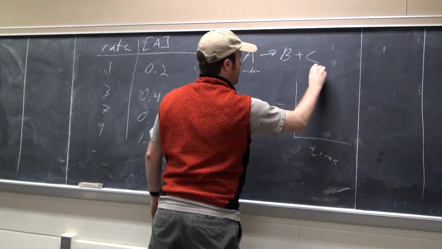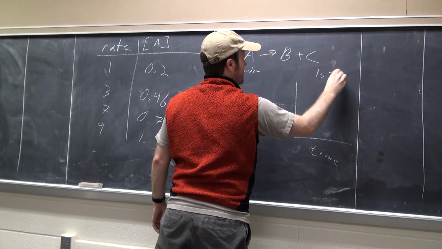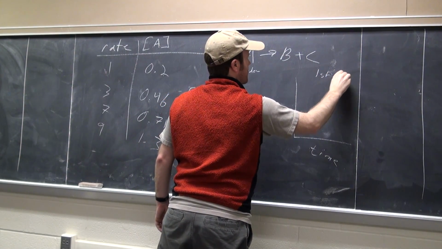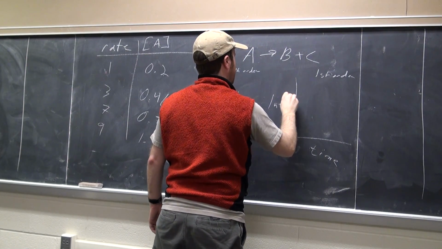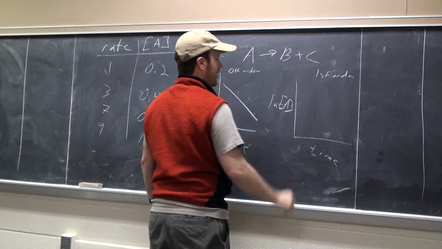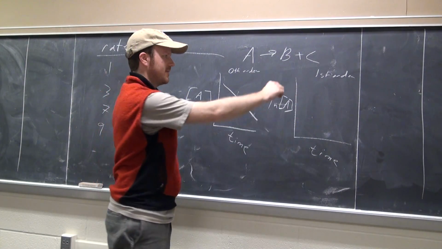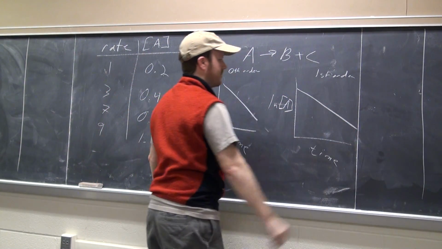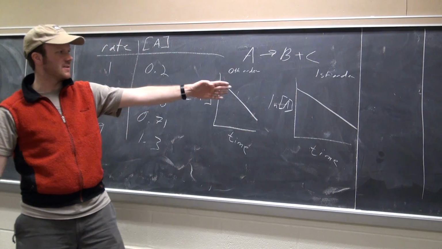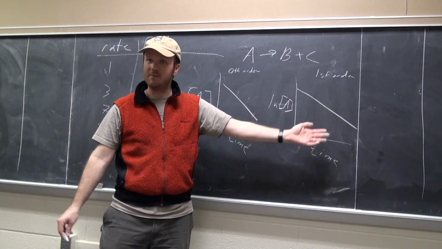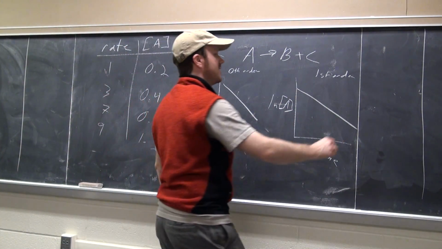What plot do we make for first order? Natural log of A. Is this one going to go up? Going to go down? Going to stay the same? Same straight line. Down, right? If it's a straight line, that means that this is first order. If it's curved, that means it's not first order. We have to move on.